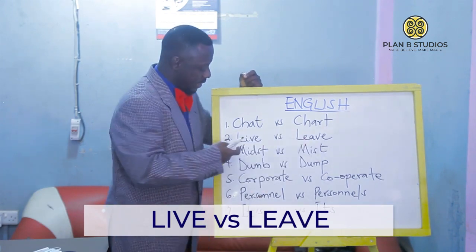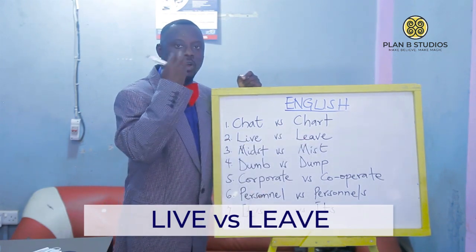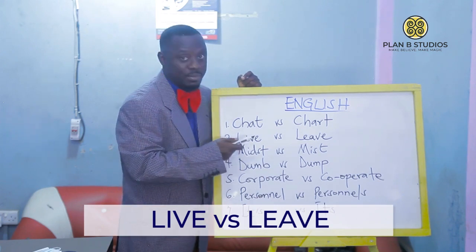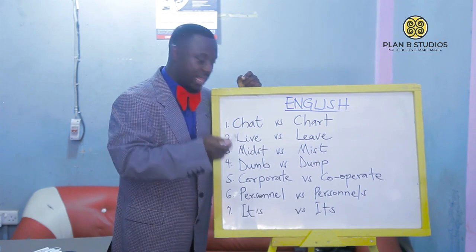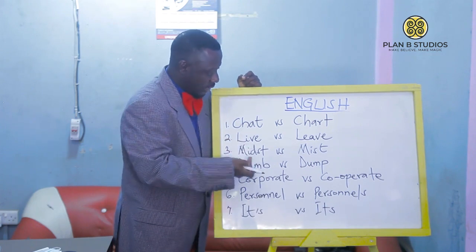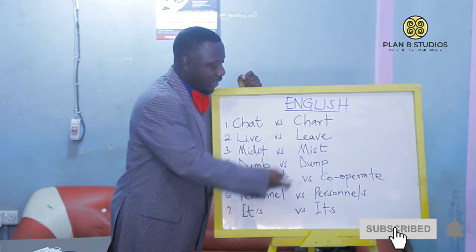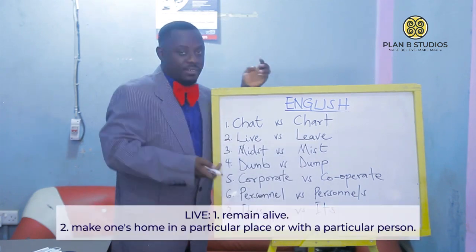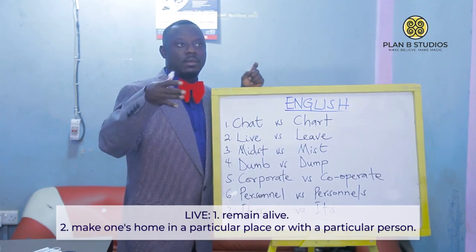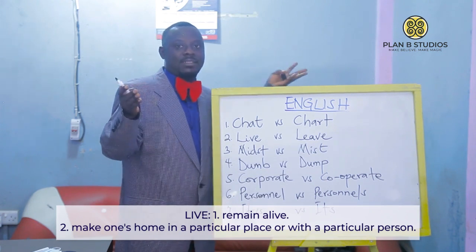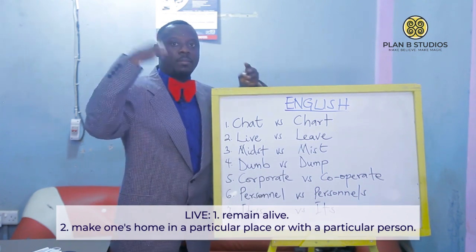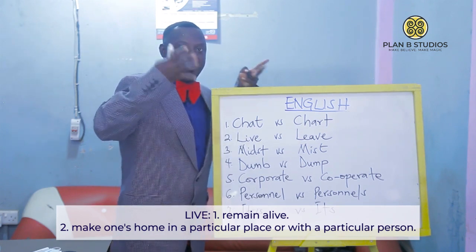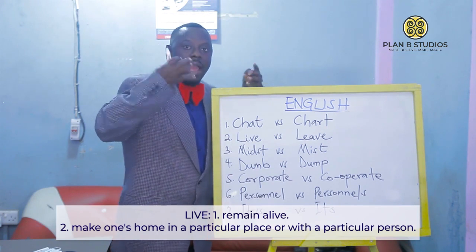Number two: live and leave. Most times, this mistake is in talk that we make. Some people, when they talk, most times they make this mistake. Some people too, they write it. If they want to write this leave, they write this live. If they want to write this live, they write this leave. This live is maybe: I live in Kumasi, I live in Accra. Or I'm alive. Like I'm a living somebody. Then you are talking, you are alive.